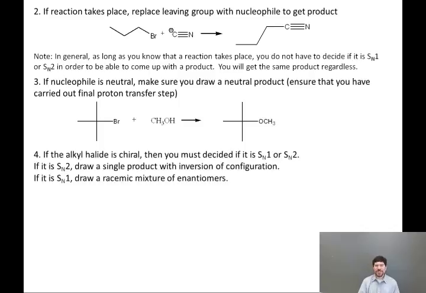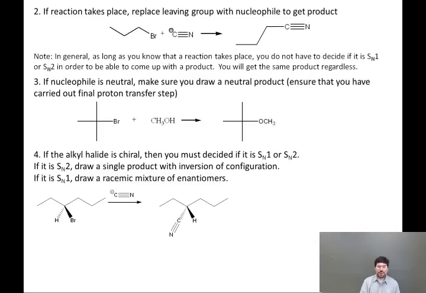Finally, as I alluded to earlier, if the alkyl halide is chiral, you must decide if it's an SN1 or an SN2 mechanism. If it's an SN2 mechanism, you need to draw a single product with inversion of configuration. Here's a case of a secondary alkyl bromide. It's still a small secondary because there's no branching at the beta positions, but in this case the bromine in the starting material is coming out towards you. Again, you've got CN- coming in as a nucleophile, and in the product the CN is going back and the hydrogen is coming out towards you.